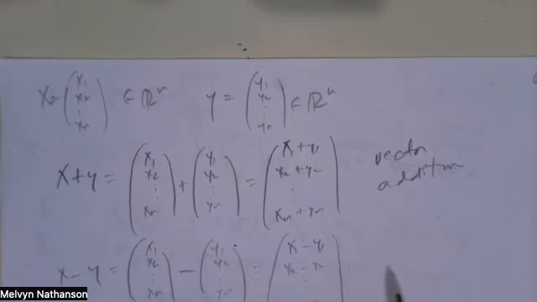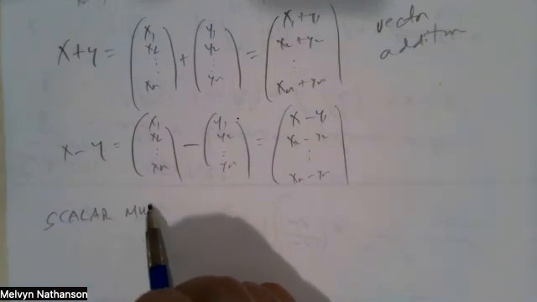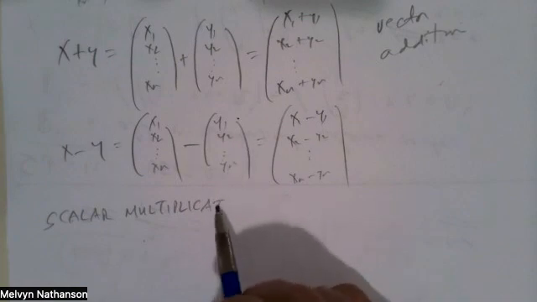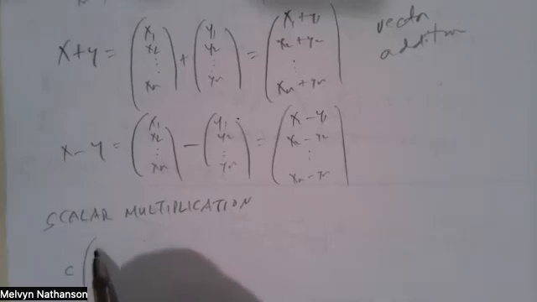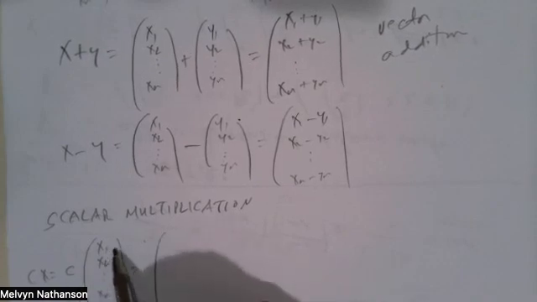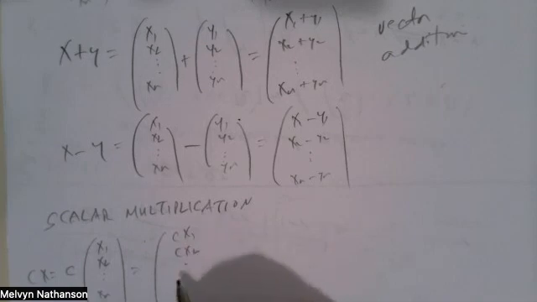And there's also an operation called scalar multiplication. You can multiply a vector by a scalar. A scalar is a number. So if you have a scalar c, you can take the vector x1, x2 up to xn, so c times x. You just multiply every coordinate by c: cx1, cx2, down to cxn. This is scalar multiplication.